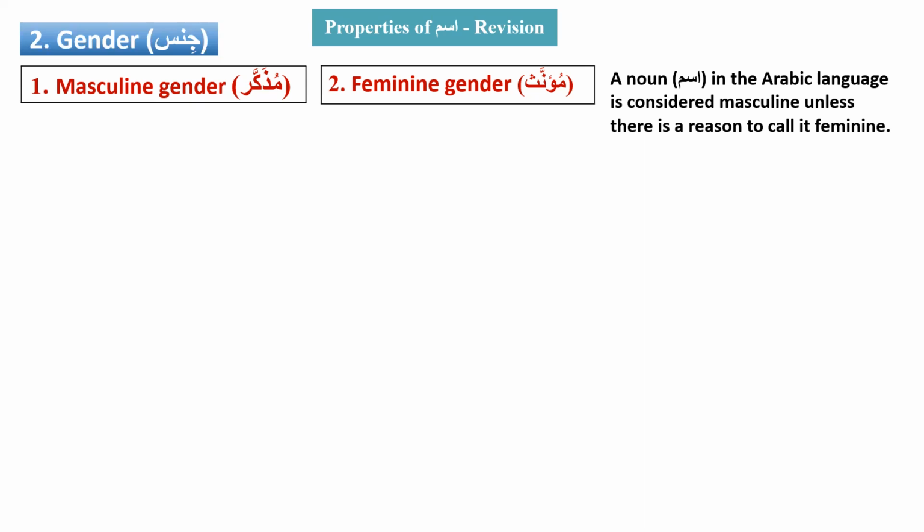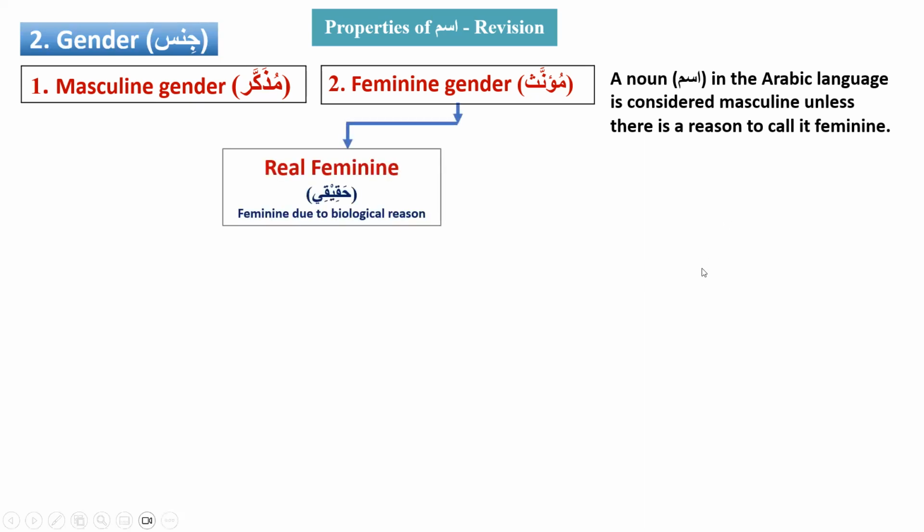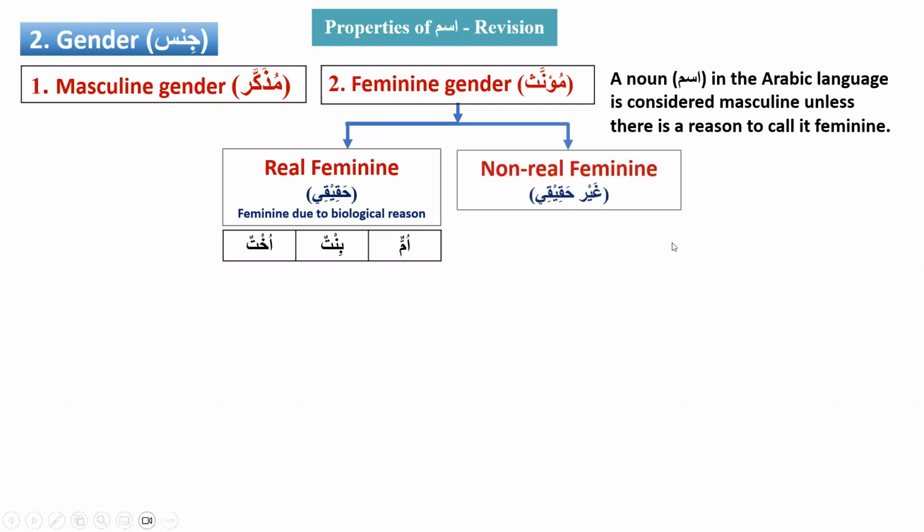Give me an example. In English language, you can give me an example in English. Mother. Mother. Another example. Sister. Sister. Yeah, mother, sister, daughter, all of these are biologically feminine. So this is the main reason for somebody or something to be feminine. They are the real feminine because of biological reasons. But there are other feminines who are feminine, but not for biological reasons. They are called non-biological feminines. And there are further categories under them. One at a time.